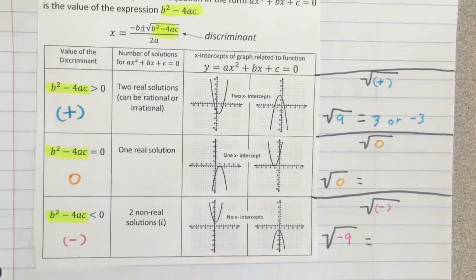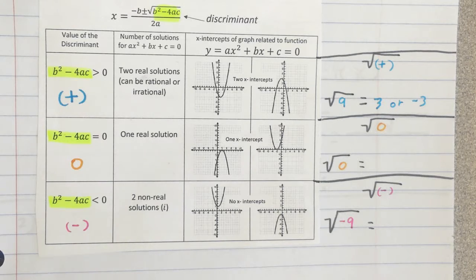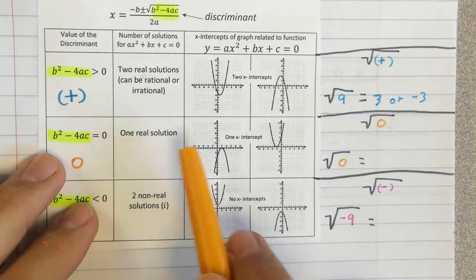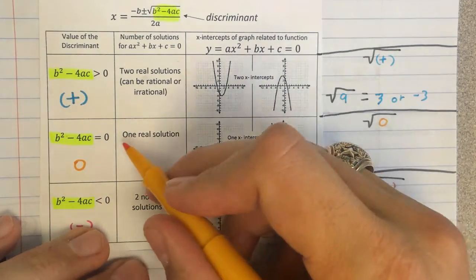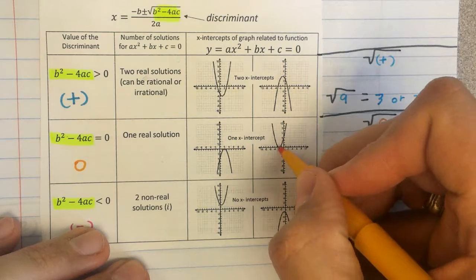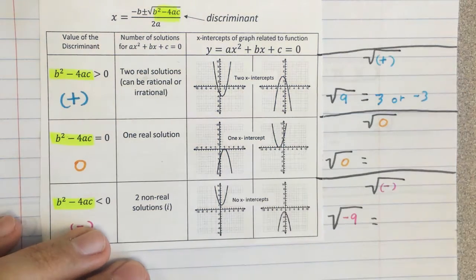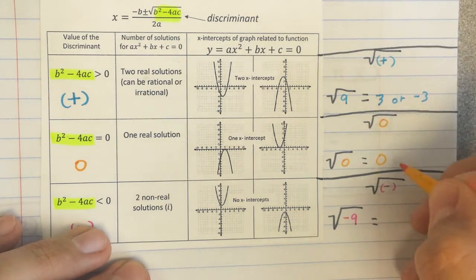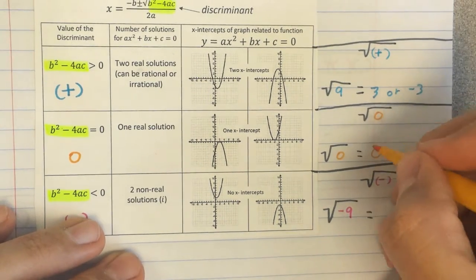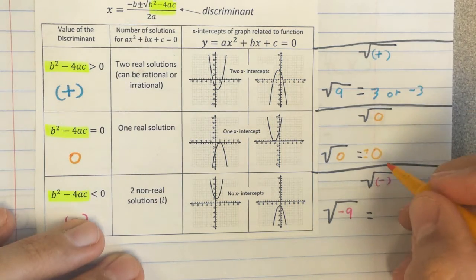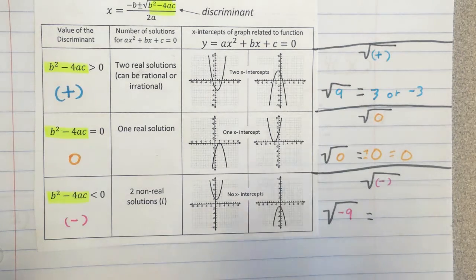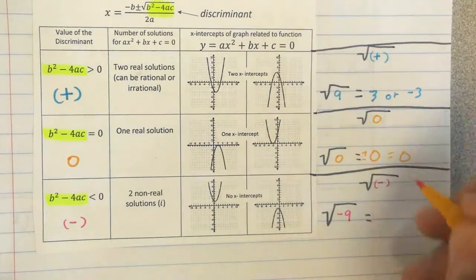The next option is if that discriminant is 0. If that discriminant is 0, it has one real solution. The vertex is going to be on that x-axis, because the square root of 0 is 0. Even if I wanted to do something like, say, plus or minus 0, plus or minus 0 is still just 0, because there's no negative or positive version of that. So that's how we get the one solution.